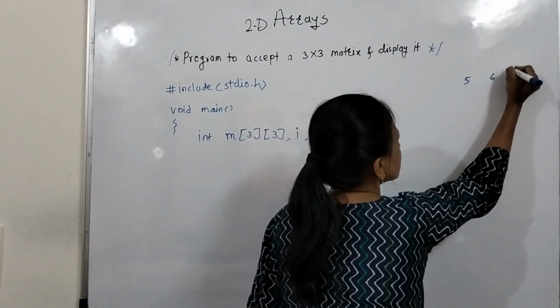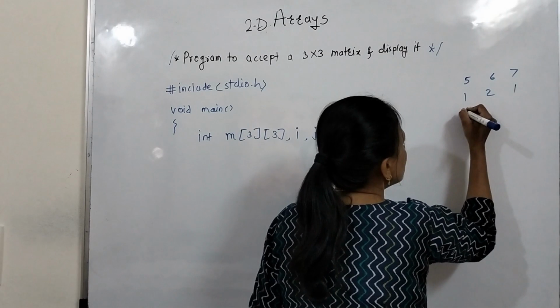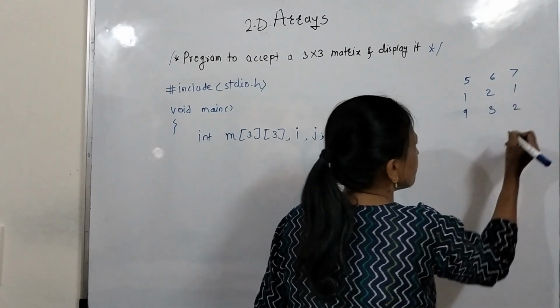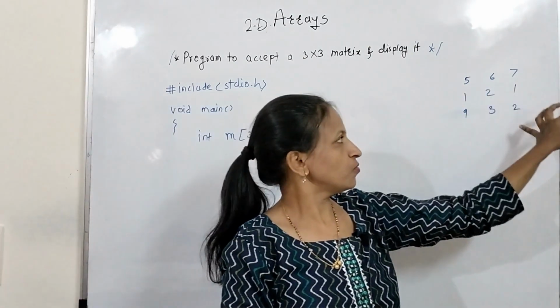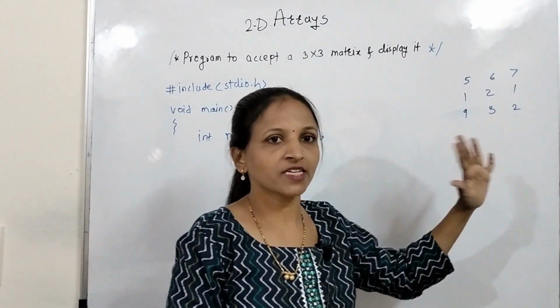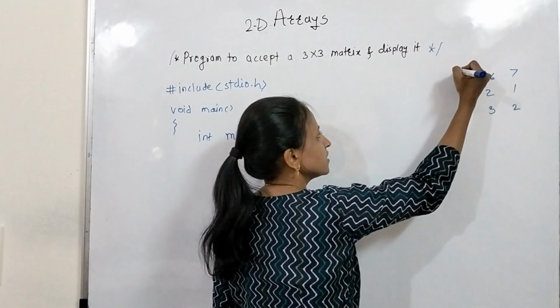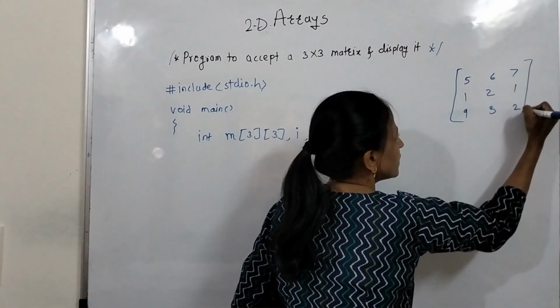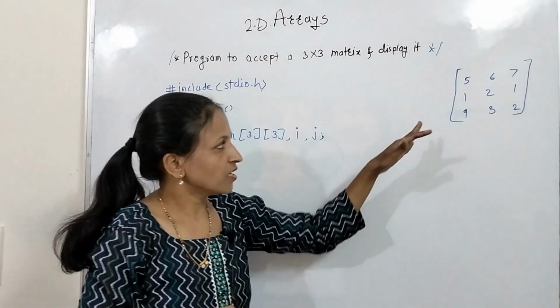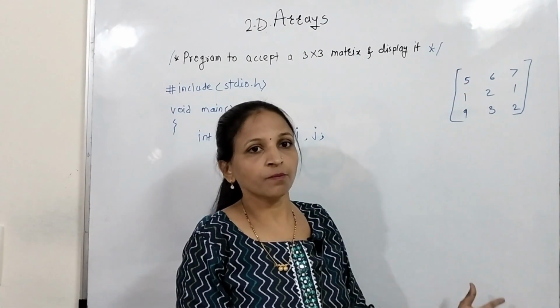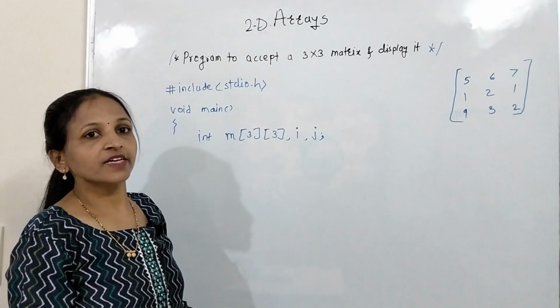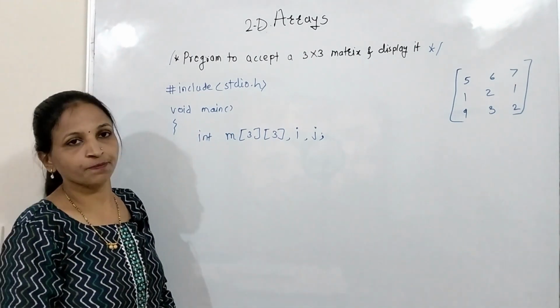Okay. Now next thing, see, the 3 by 3 matrix is like this. It may be like 5, 6, 7, 1, 2, 1, 9, 3, 2. In this way the matrix may be. Okay, this is having 3 rows and 3 columns. That's why it is called a 3 by 3 matrix. Mathematically it will be represented in this way. Now we have to accept this matrix and we have to display the same matrix here, and for that how to write the program, that I am going to explain here.